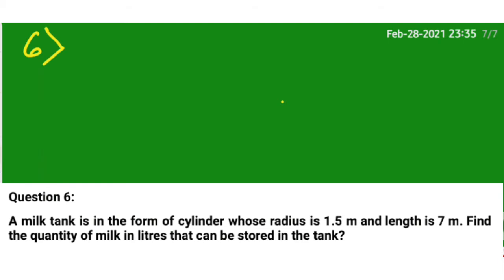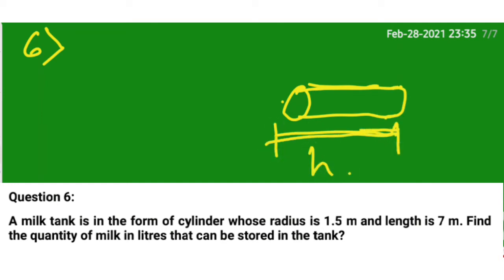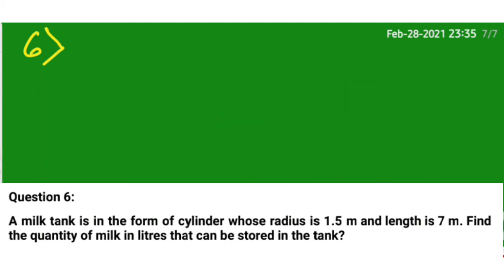66th question is, a milk tank is in the form of cylinder whose radius is 1.5 meter and length is 7 meters. So if you take a cylindrical tank, you can see the figure. So tanker length, this length is nothing but the height of the cylinder. Okay, length is the height.